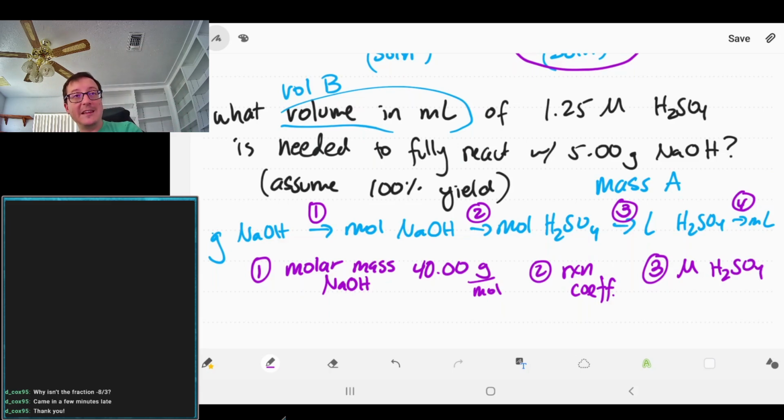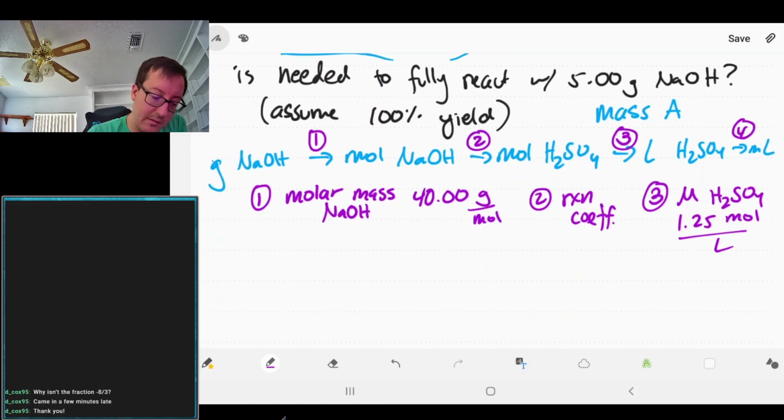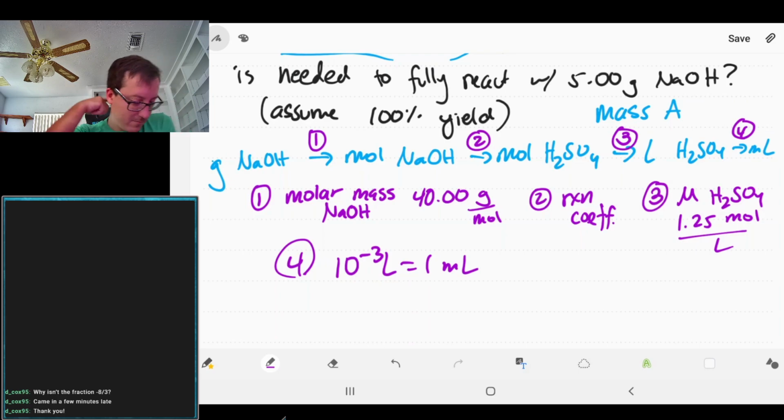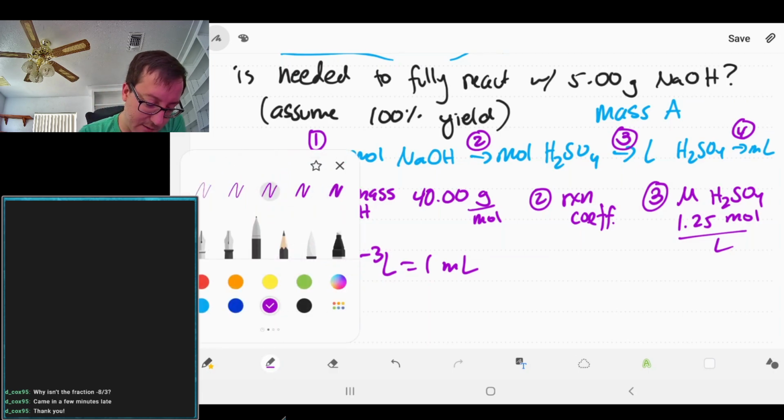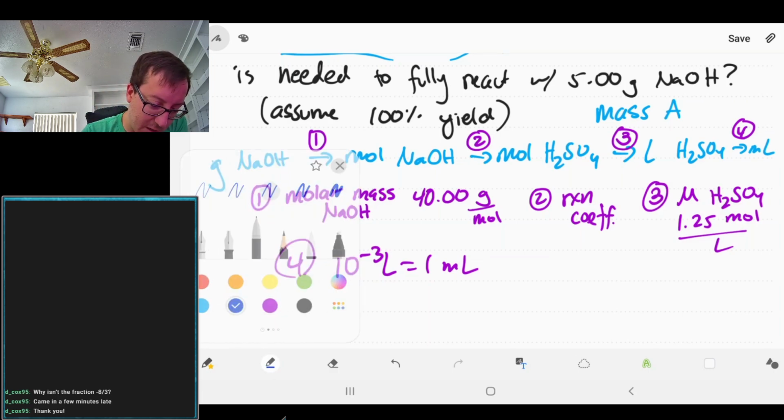Going between moles and liters of solution, that's using molarity. We're given that it's 1.25 molar, or moles per liter. And then the last one is just liters to milliliters. And that's just a metric conversion. So we already know that one. So we don't have conversion factor 2 because we haven't written out a reaction yet.